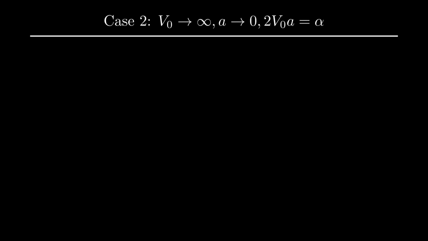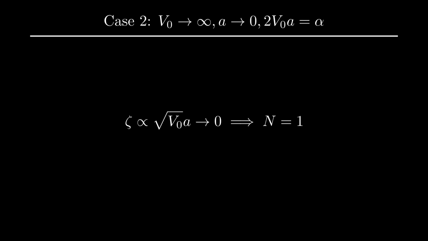Second, consider what happens if we take a limit as a goes to 0 and v0 goes to infinity, while keeping v0 times a constant. In particular, we will define 2v0a to be the constant alpha. Since zeta is proportional to the square root of v0 times a, this quantity will go to 0, since the decay in a dominates, meaning that we only have one ground state as discussed previously.